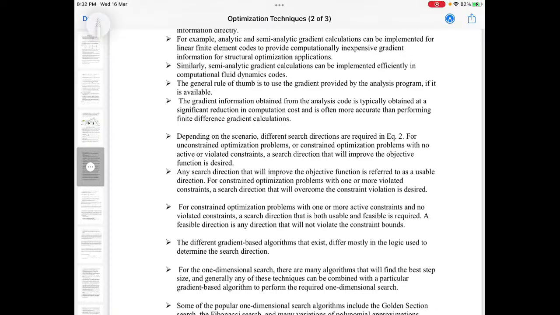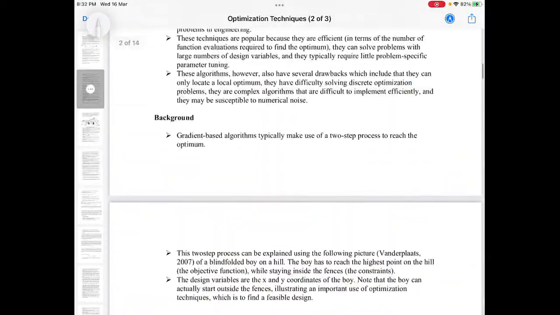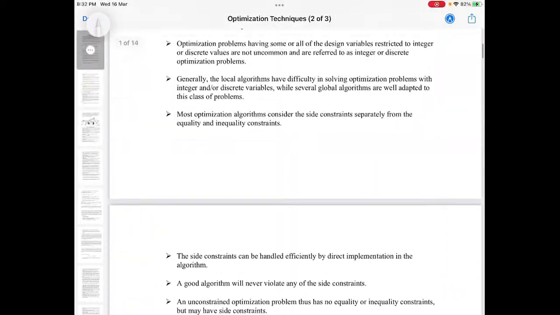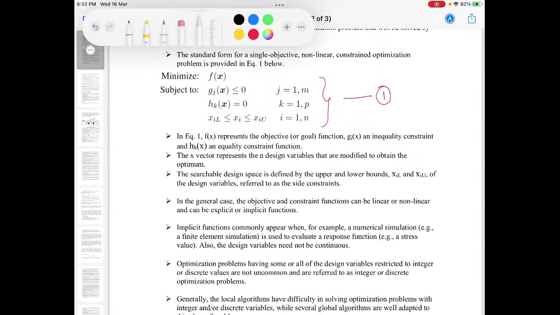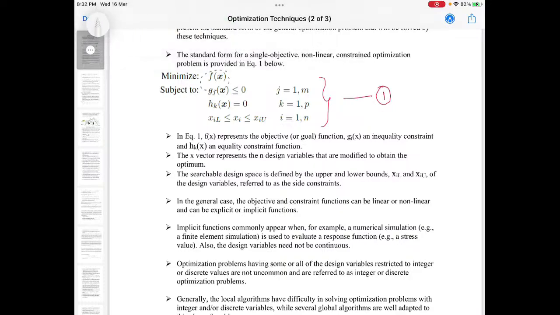So objective function, as you have seen in the first step, here we have the objective function, which is f of x. So this is our ultimate aim, that is to finally find or reach the goal function, which is also called the objective function.